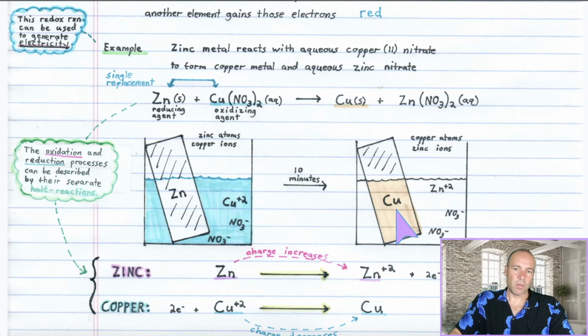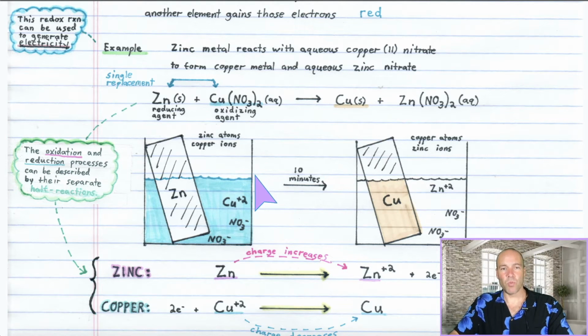That brownish residue is the formation of copper metal on top of the zinc plate, and the reason it's becoming colorless is because those copper 2 ions in solution are coming out of solution to form the metal on the plate. And those copper plus 2 ions are being replaced by the zinc plus 2 ions in solution.